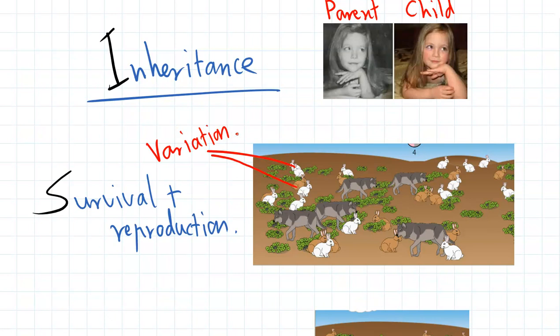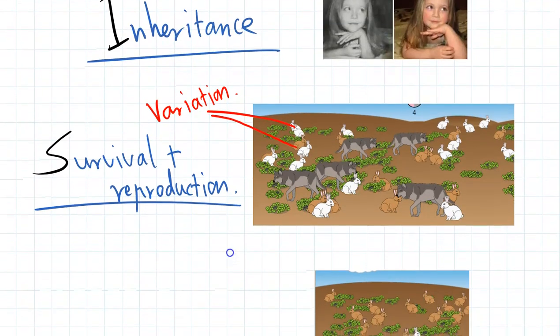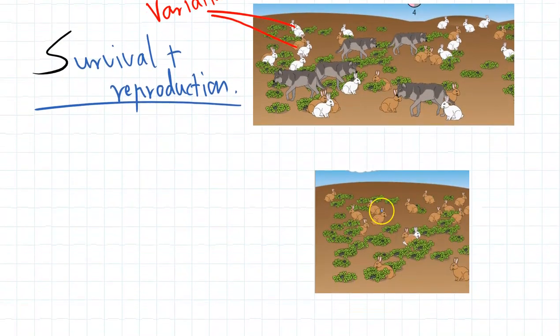But because they're living in an environment with wolves, which are the predators of the rabbits, well, the wolves can see white rabbits much easier than the brown ones. So the brown rabbits have a higher chance of surviving and then reproducing to make offspring to survive to the next generation. And that's going to mean over time there'll be more and more brown rabbits in this population and fewer white ones, because they have less chance of surviving and reproducing.